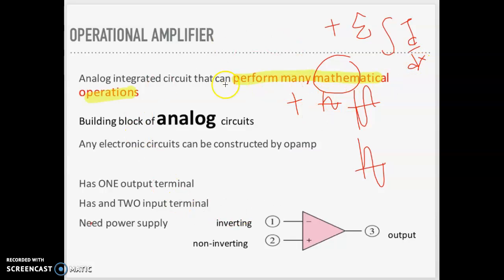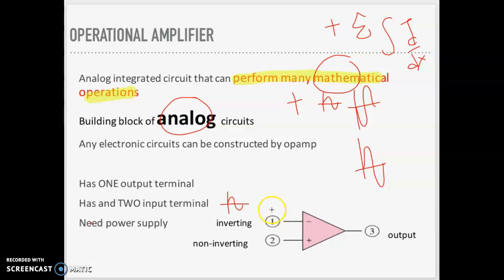So this is what we call operational amplifier. It is a building block of the analog circuit. Why do we call it analog circuit? Because your input here will be a sine wave or a cosine wave. It's the AC input, okay?